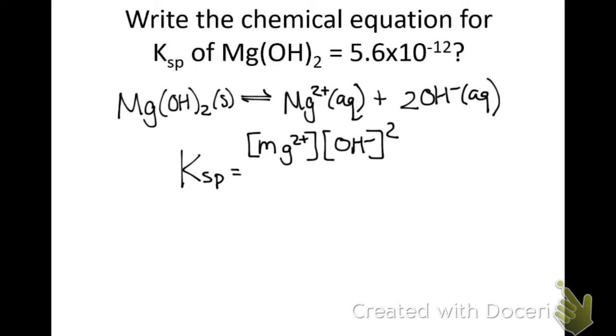All right, you notice that I didn't include the Mg(OH)2, the magnesium hydroxide, in the equilibrium constant expression. Why didn't I include it? Oh, because it's a solid. Remember that solids are not in our equilibrium constant expression, and that stoichiometric coefficients become exponents.